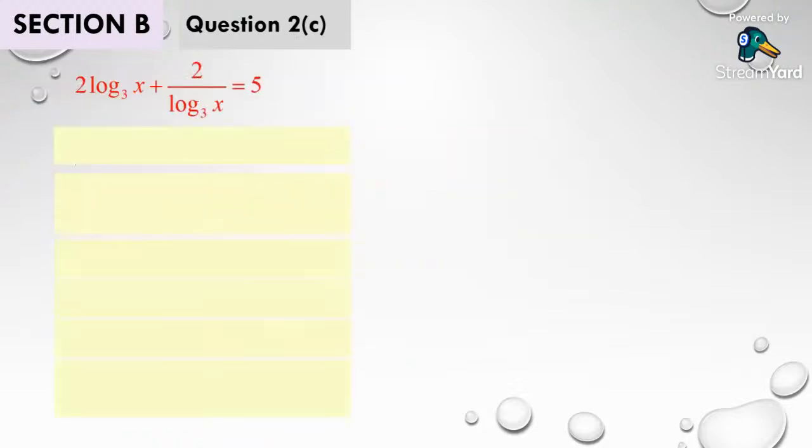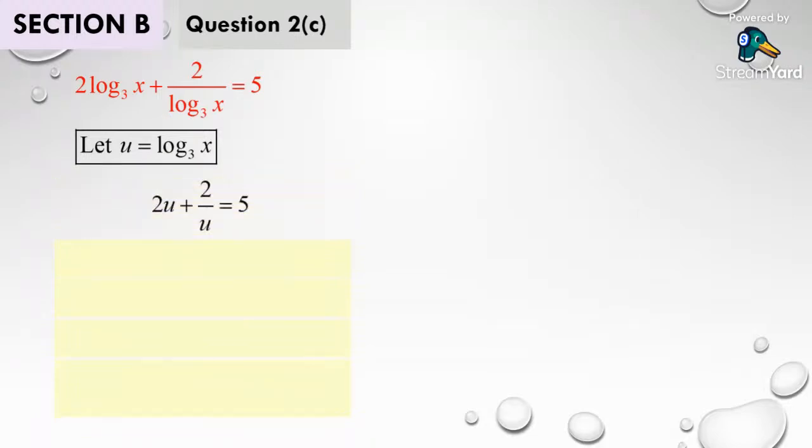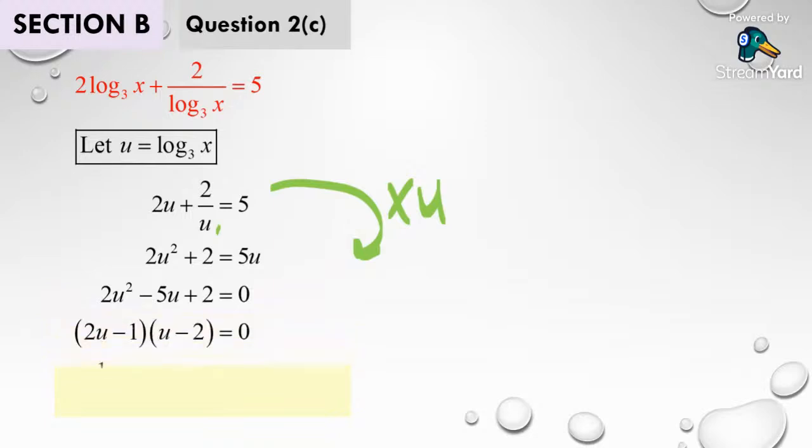Continue. Reaching here, we do substitution. Let's say I let u equal the log term. This will give me the result of the substitution. Get rid of the u at the bottom, so let us multiply u on each of the terms. I have 2u squared plus 2 equals 5u. This is a quadratic equation where we can solve and get the answer u equals 1 over 2 and also u equals 2.